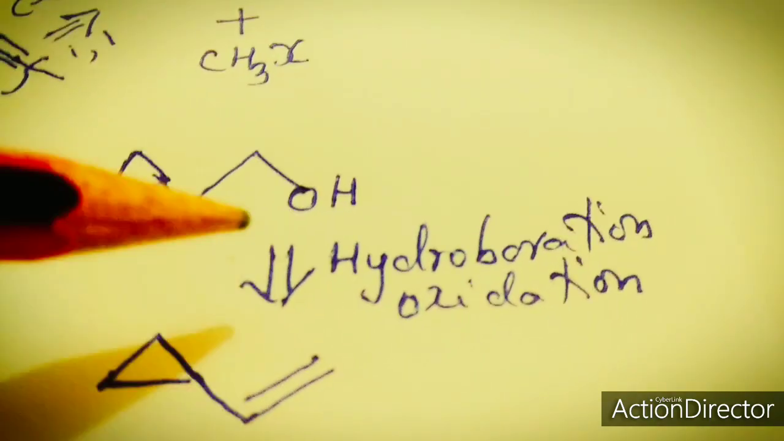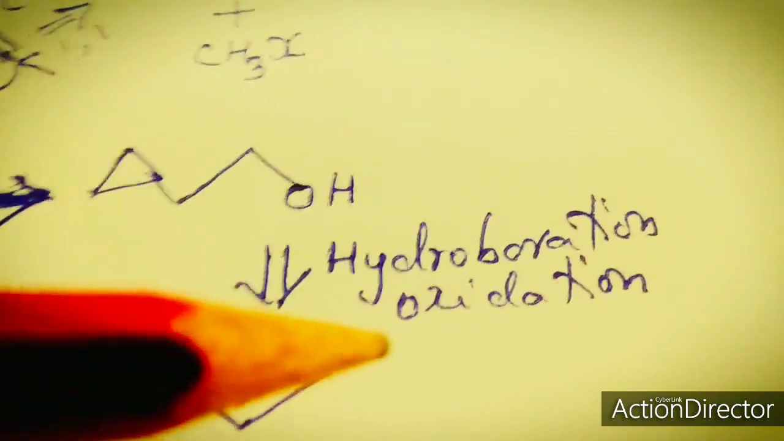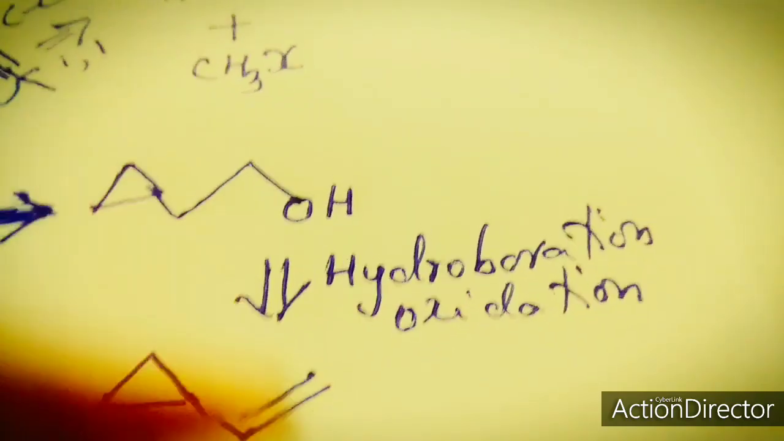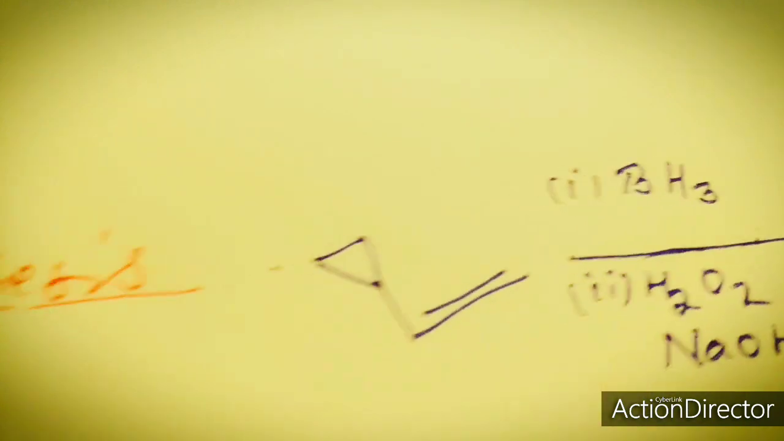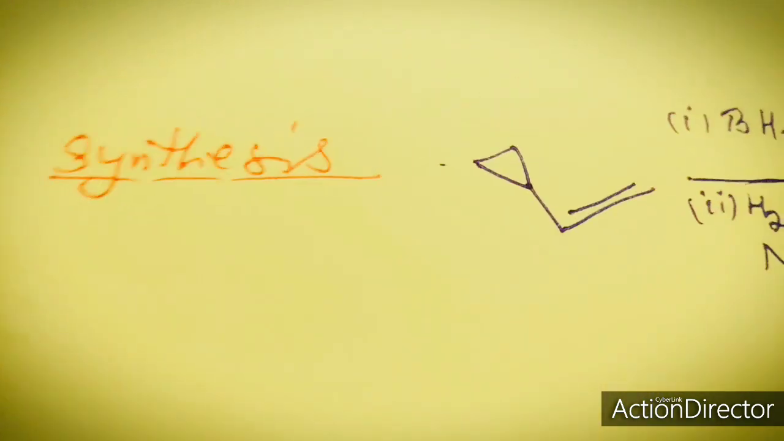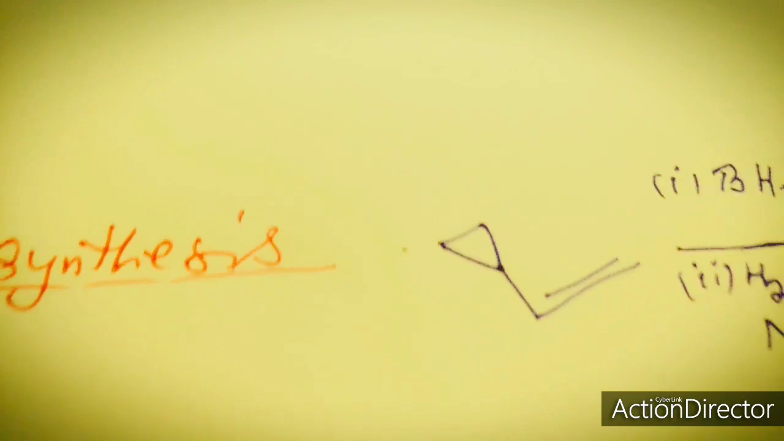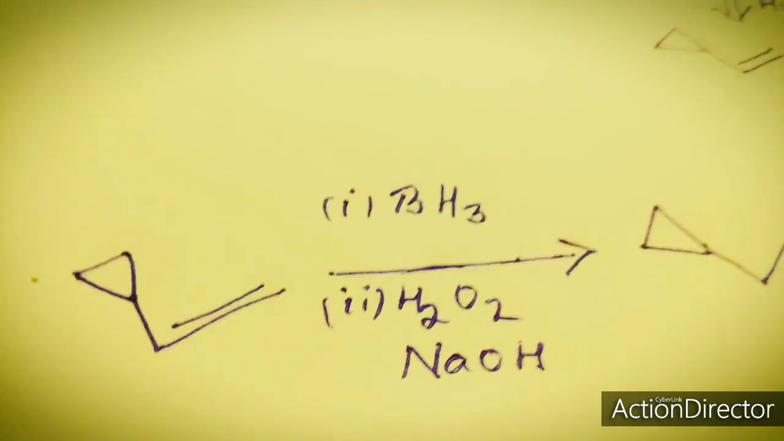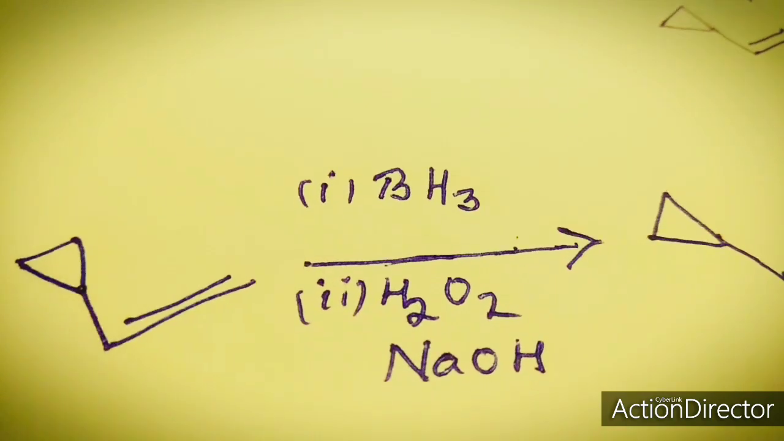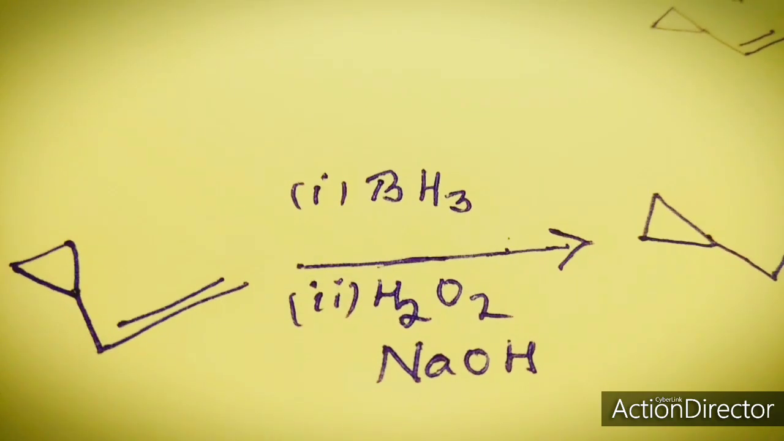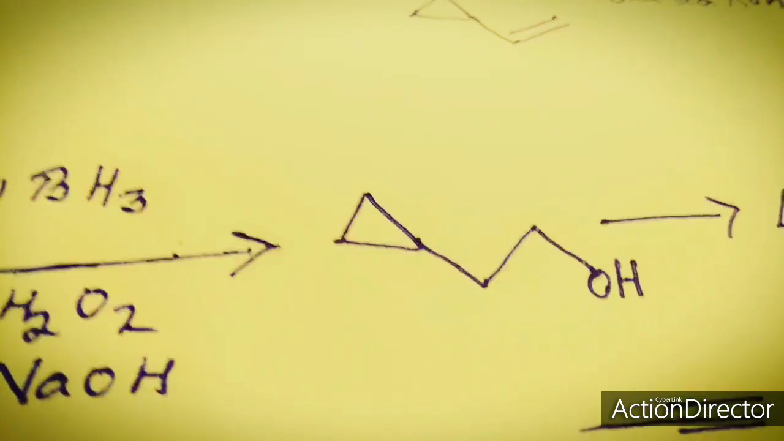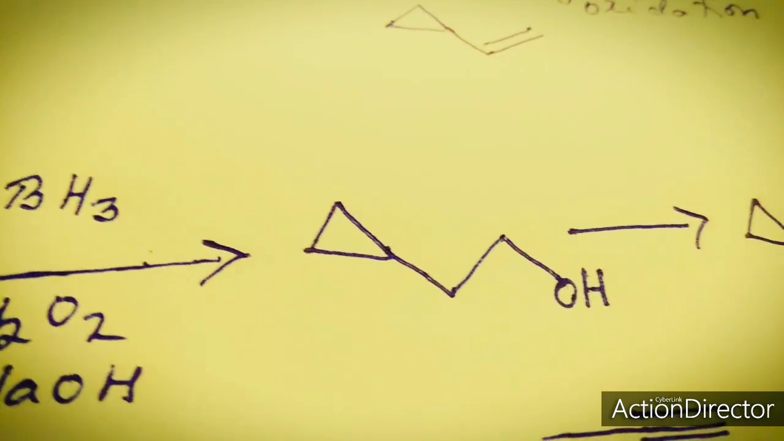And how can we get this double bond? While going in reverse, we write hydroboration oxidation. Anti-Markovnikov addition on this will give us this normal alcohol. Now let's see the synthesis of this. So the synthesis will start from this double bonded compound. This double bonded compound, on hydroboration oxidation, as shown here, will lead to the formation of this product, that is the anti-Markovnikov alcohol.